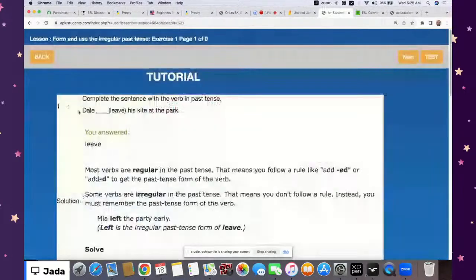So now we're going to have the form and use irregular past tense exercise one. So now you are forming them. It's just like making sentences. Remember that some irregular past tenses do not follow the rule. Instead, you have to be able to remember them. On the other hand, the regular ones follow the rule. They have the ed or the d after.